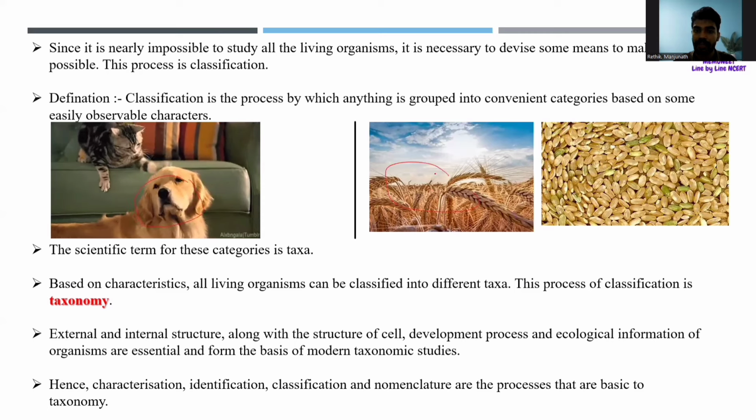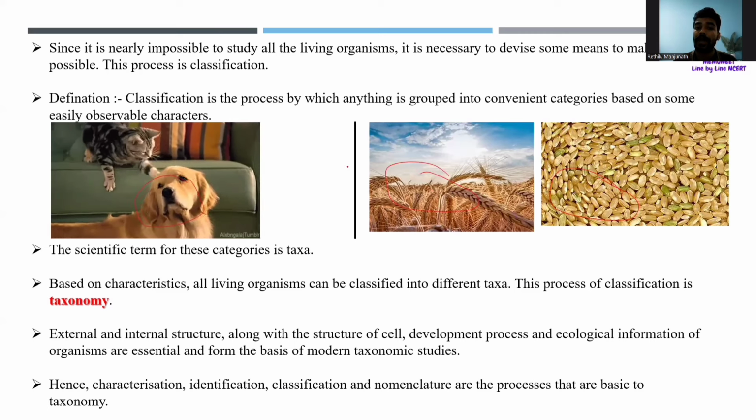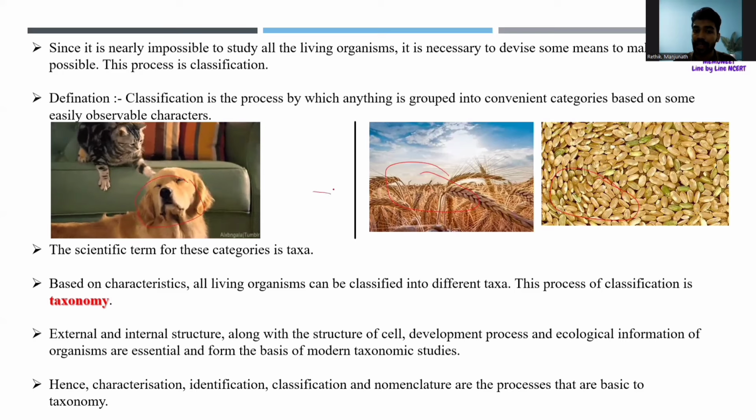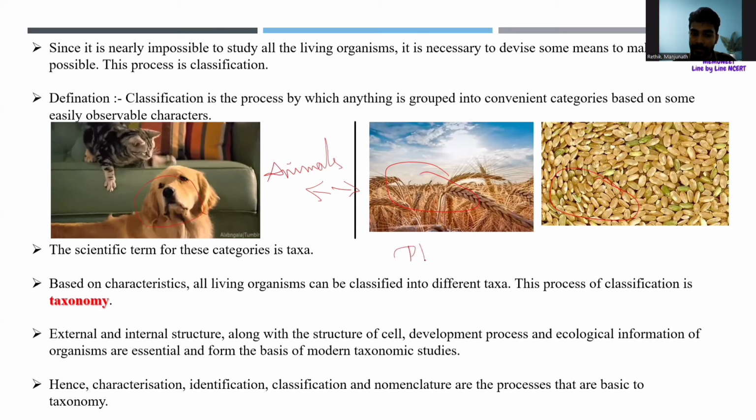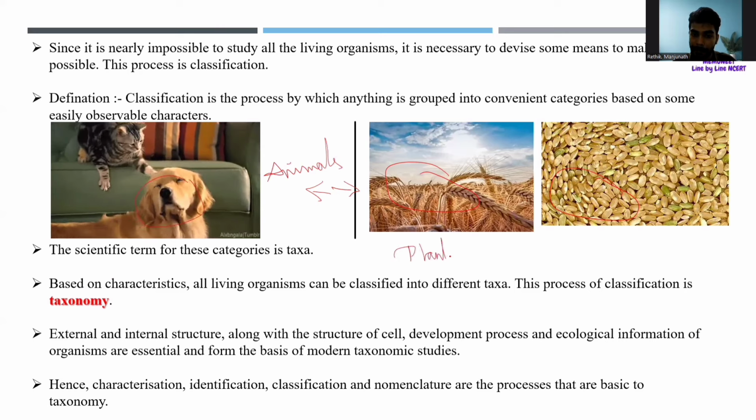Here we have the wheat plant and we have the rice. So I'm actually classifying them into two different categories. How? Based on their morphological appearance. So now I can classify these as animals and these as plants. This makes it very easy to understand and study the individual organisms.